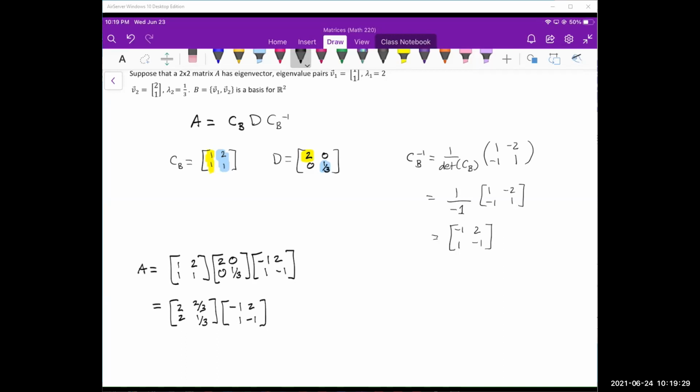Okay. We multiply again. We have negative 2 plus 2/3. So negative 6/3 plus 2/3 is 4/3. We have 4 minus 2/3. So 12/3 minus 2/3 is 10/3. We have negative 2 plus 1/3, which is negative 6/3 plus 1/3, negative 5/3. And then we have 4 minus 1/3. So 12/3 minus 1/3 is 11/3. Okay, and so this is our matrix A.